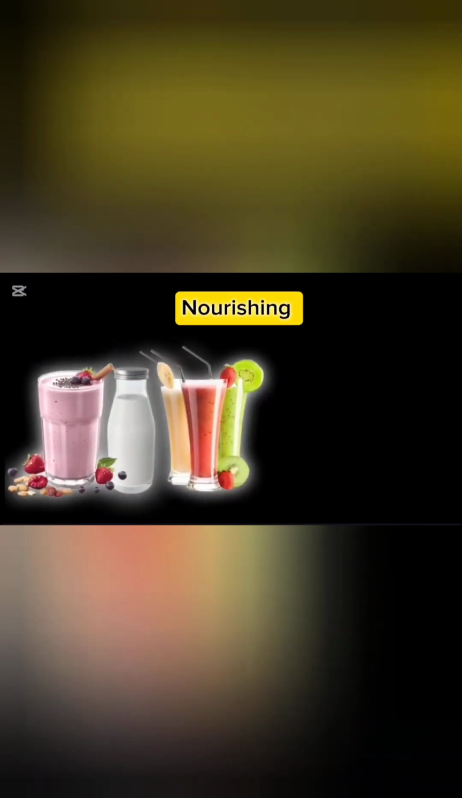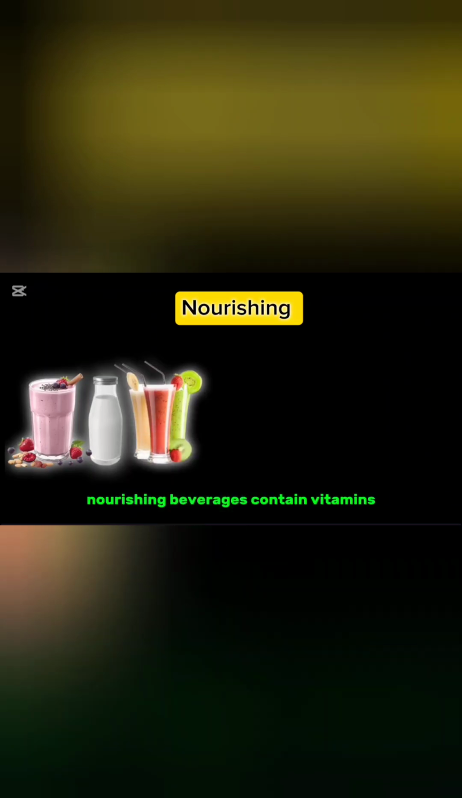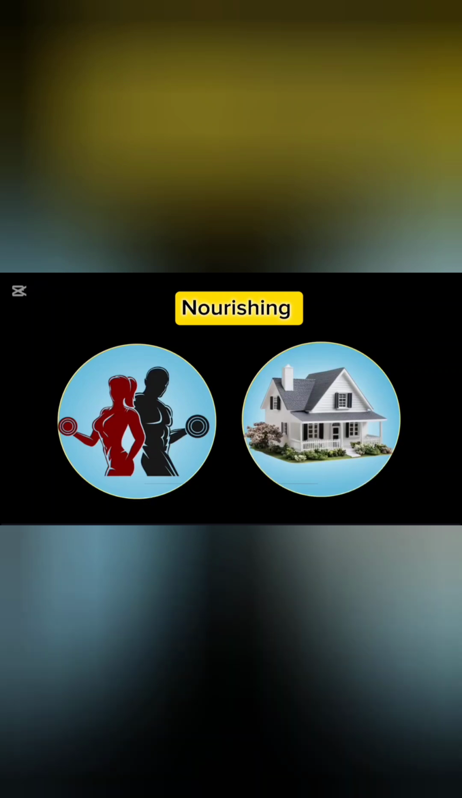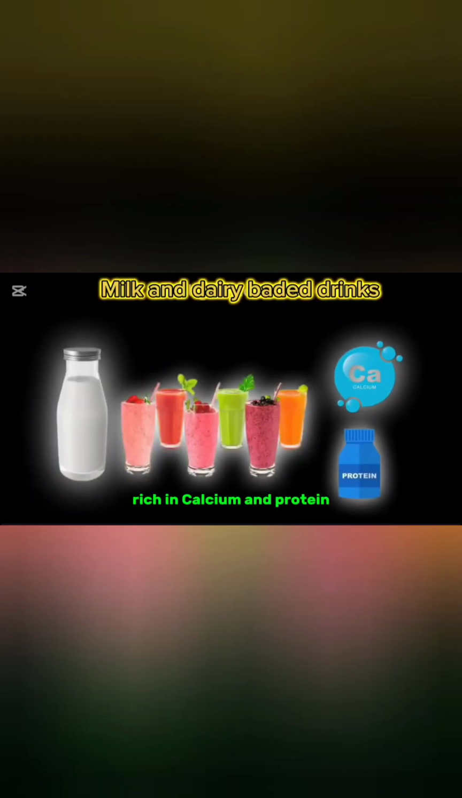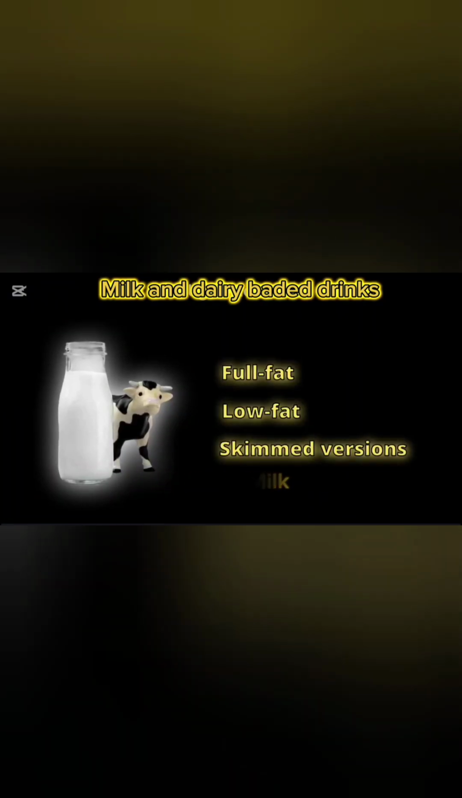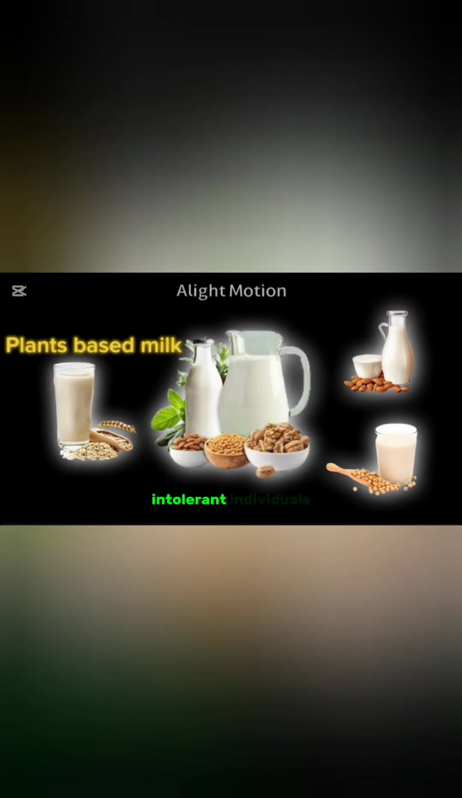Let's talk about nourishing beverages. Provide essential nutrients. Nourishing beverages contain vitamins, minerals, and proteins that contribute to a balanced diet. These are widely consumed in hospitals, fitness centers, and homes. Include milk and dairy-based drinks, rich in calcium and protein, like cow's milk, the most common dairy milk, available in full-fat, low-fat, and skim versions. Next is plant-based milk. Alternatives like almond milk, soy milk, and oat milk for lactose-intolerant individuals.